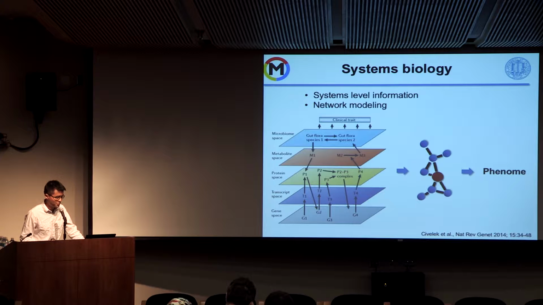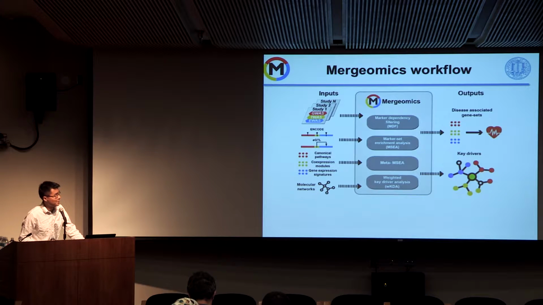A useful framework to apply here is the systems biology framework, where we collect information on a systems level, which could be from genetics, transcriptomics, proteomics, metabolites, even microbiomics. Then we could use different methods to model all these different layers of data, such as network modeling. This will help us get an idea how the variation at different layers of biology eventually contributes to the final phenotypes that we observe. Based on this concept, we developed Mergeomics.